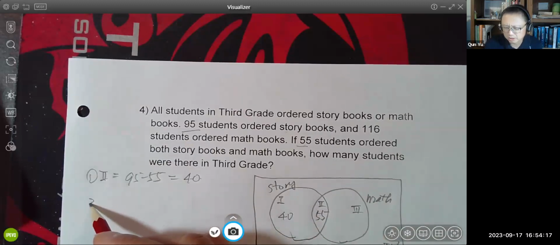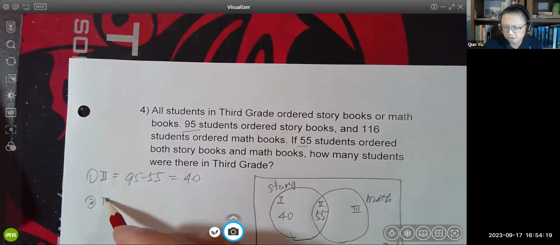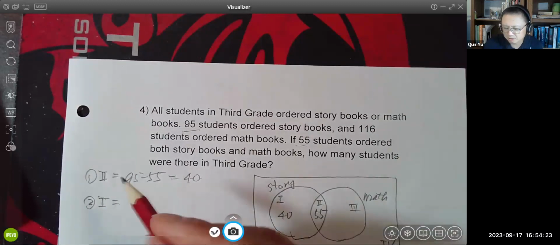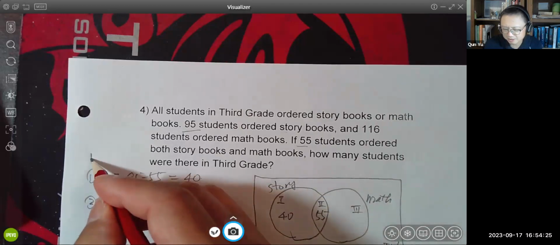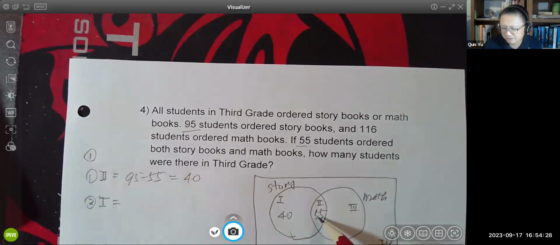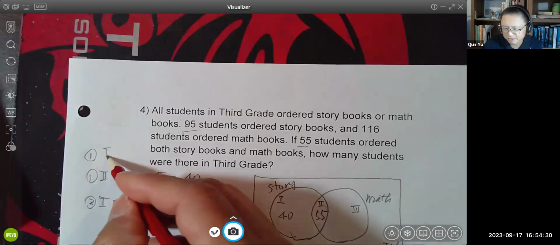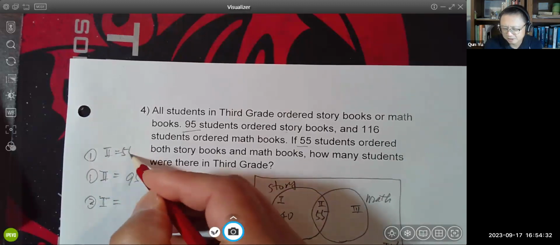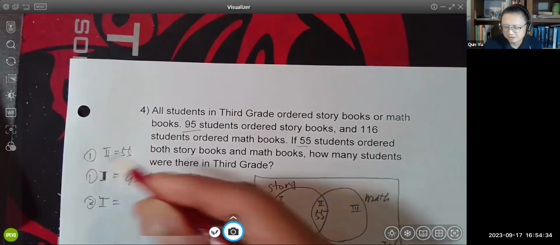Now, region 3, region 1, I mean. This is region 1. Sorry about that. This is the first step. I already know that region 2 is 55. This is region 1. That's 40.